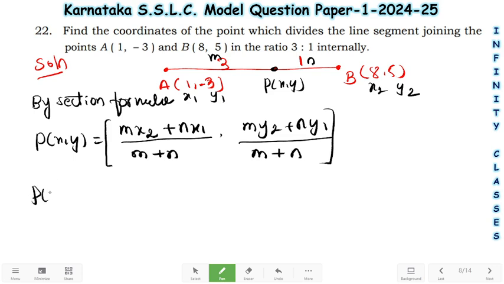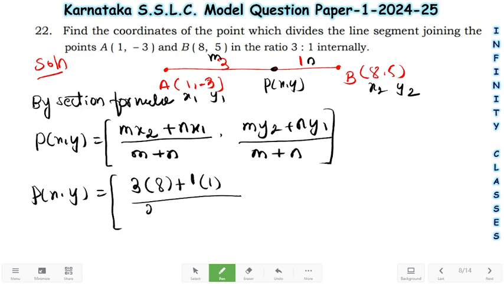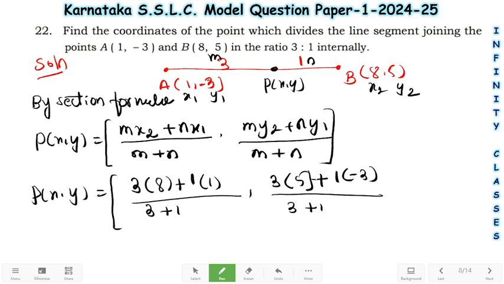Now P of (x, y) is equal to, writing the values: m is 3 and x2 is 8, plus n is 1 and x1 is 1, divided by 3 plus 1. Then m again 3, y2 is 5, plus n is 1, y1 is minus 3, divided by 3 plus 1.